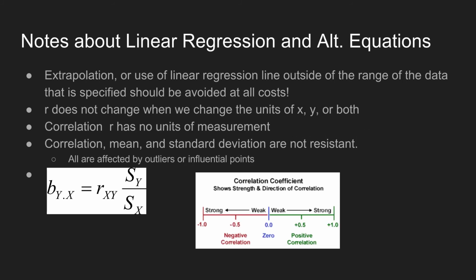Here are some notes about linear regression. Extrapolation, or the use of linear regression lines outside of the range of the data that is specified, should be avoided at all costs. This is one of the most common AP exam mistakes that people make. The R value doesn't change when we change the units of x or y, and the correlation R value itself doesn't have a unit of measurement. The correlation, mean, and the standard deviation are all not resistant to significant outliers.